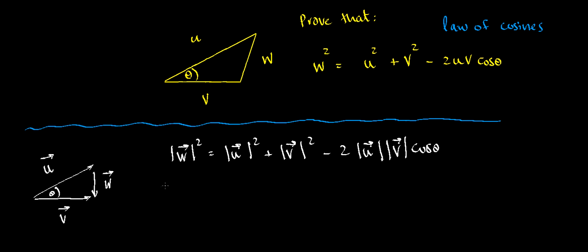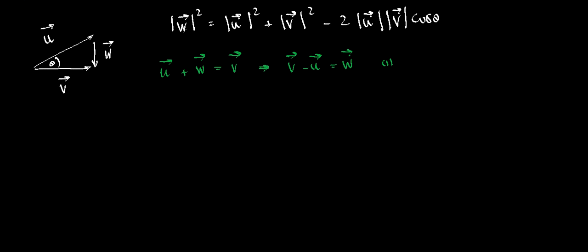Now I want to rewrite this, but instead of having w, I want w in terms of u and v. So by looking at this, I see that u plus w is equal to v, as you can see here, tip to tail, tip to tail. So I know that u plus w is equal to v. Now I'm going to rewrite this by saying that v minus u is equal to w. And now I'm going to rewrite this equation by using this substitution.